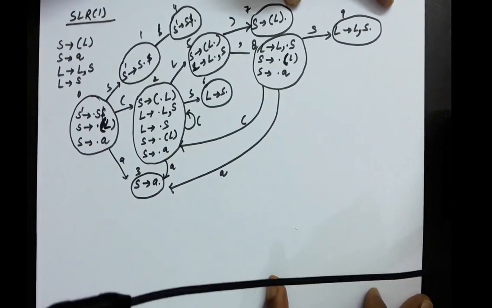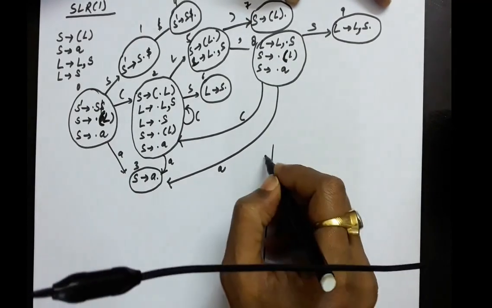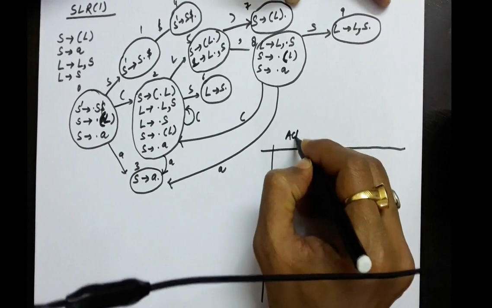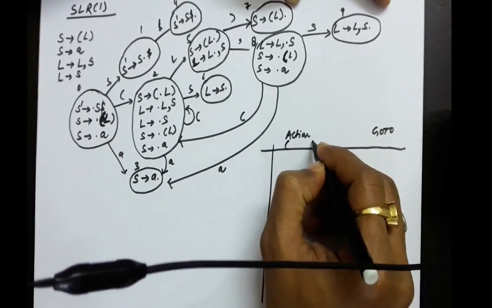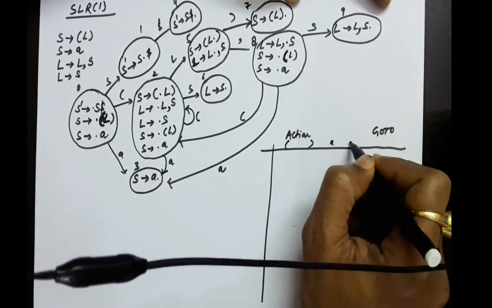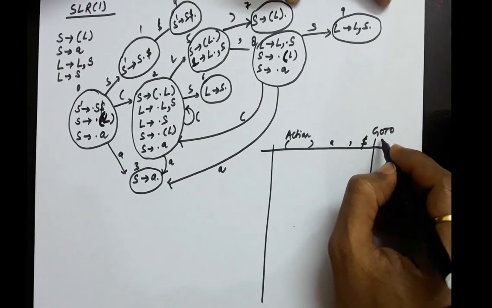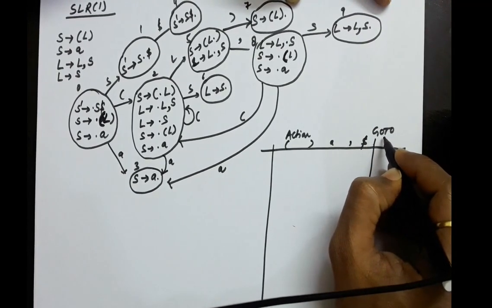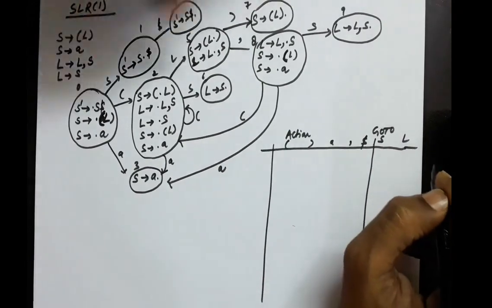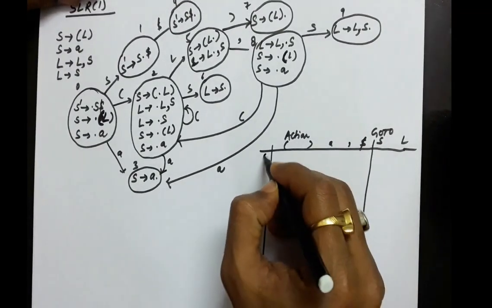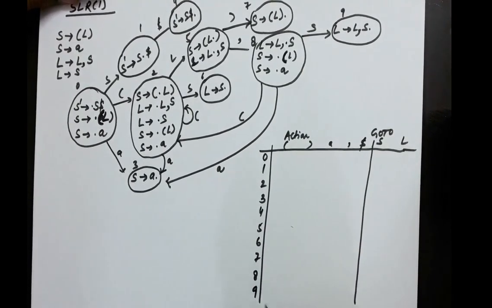So let's make the LR0 parsing table for this. For making the LR0 parsing table, I'm writing two parts, action and goto. In the action, we have the symbols opening parenthesis, closing parenthesis, a, comma, and dollar. And in the goto part, we will have capital S and capital L. Okay. The states are 0, 1, 2, 3, 4, 5, 6, 7, 8, and 9.